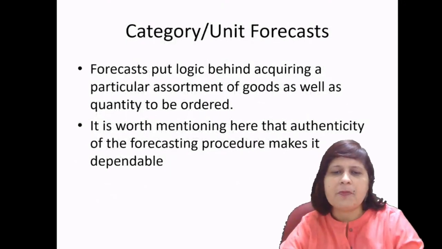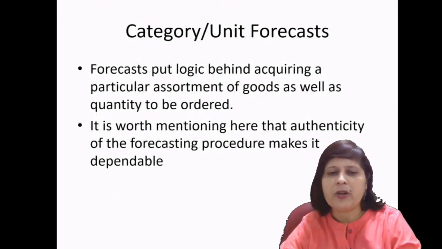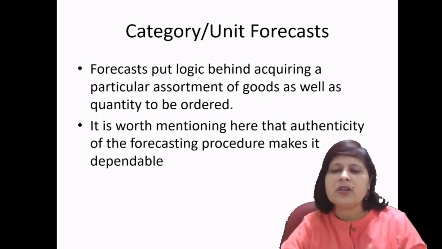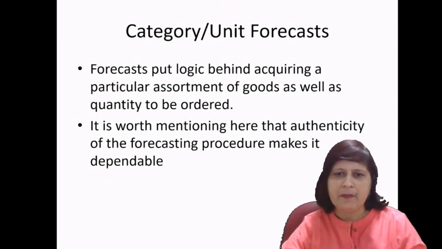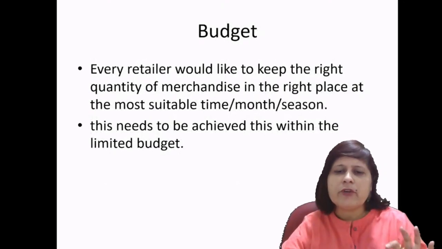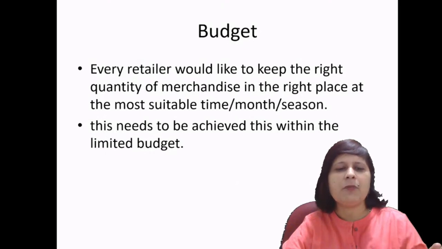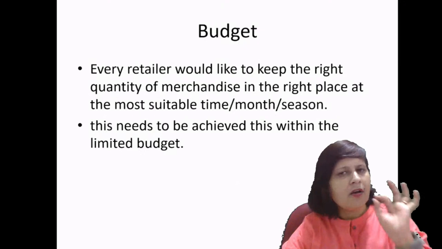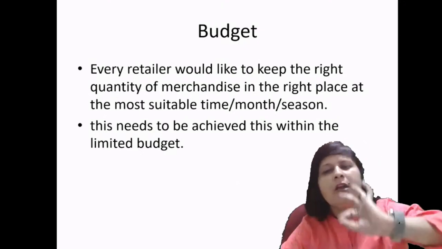Then category or unit forecast. Forecast puts logic behind acquiring a particular assortment of goods as well as the quantities to be ordered. It is worth mentioning that the authenticity of the forecasting procedure makes it dependable. We discussed this. Budget. Every retailer would like to keep the right quantity of the merchandise in the right place at the most suitable time, month, or season because of the limited budget. You should have a proper budget.